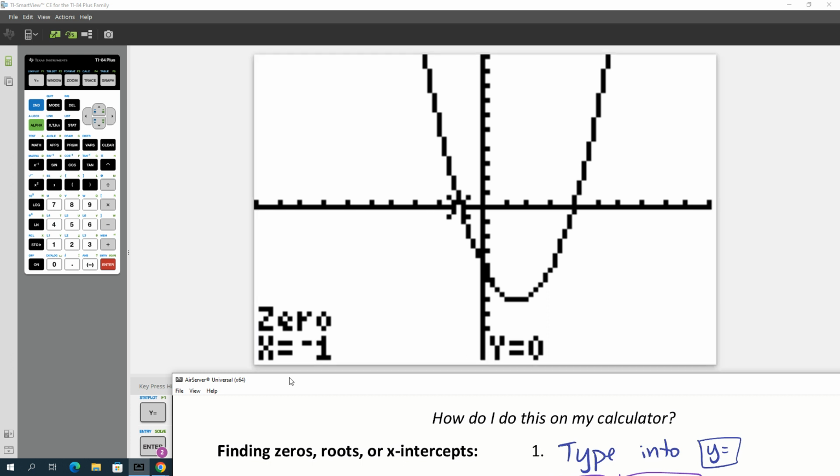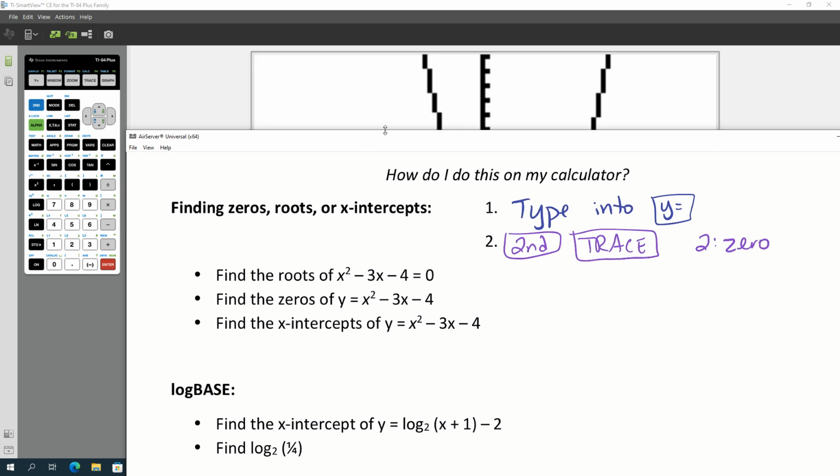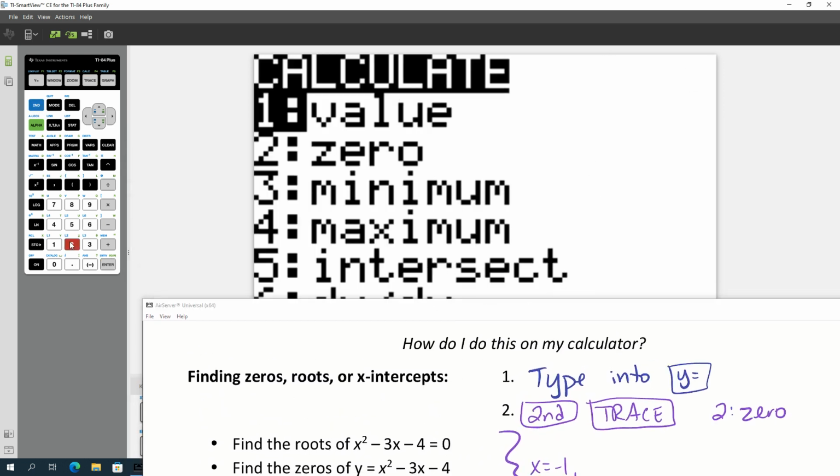All right, and we are only looking at the x part for the answer. So -1 is a zero, a root, and an x-intercept. There's 2 of them. The other one is 4. If you want to find the other one, it is going to be 4, just like he said. Second, trace 2.